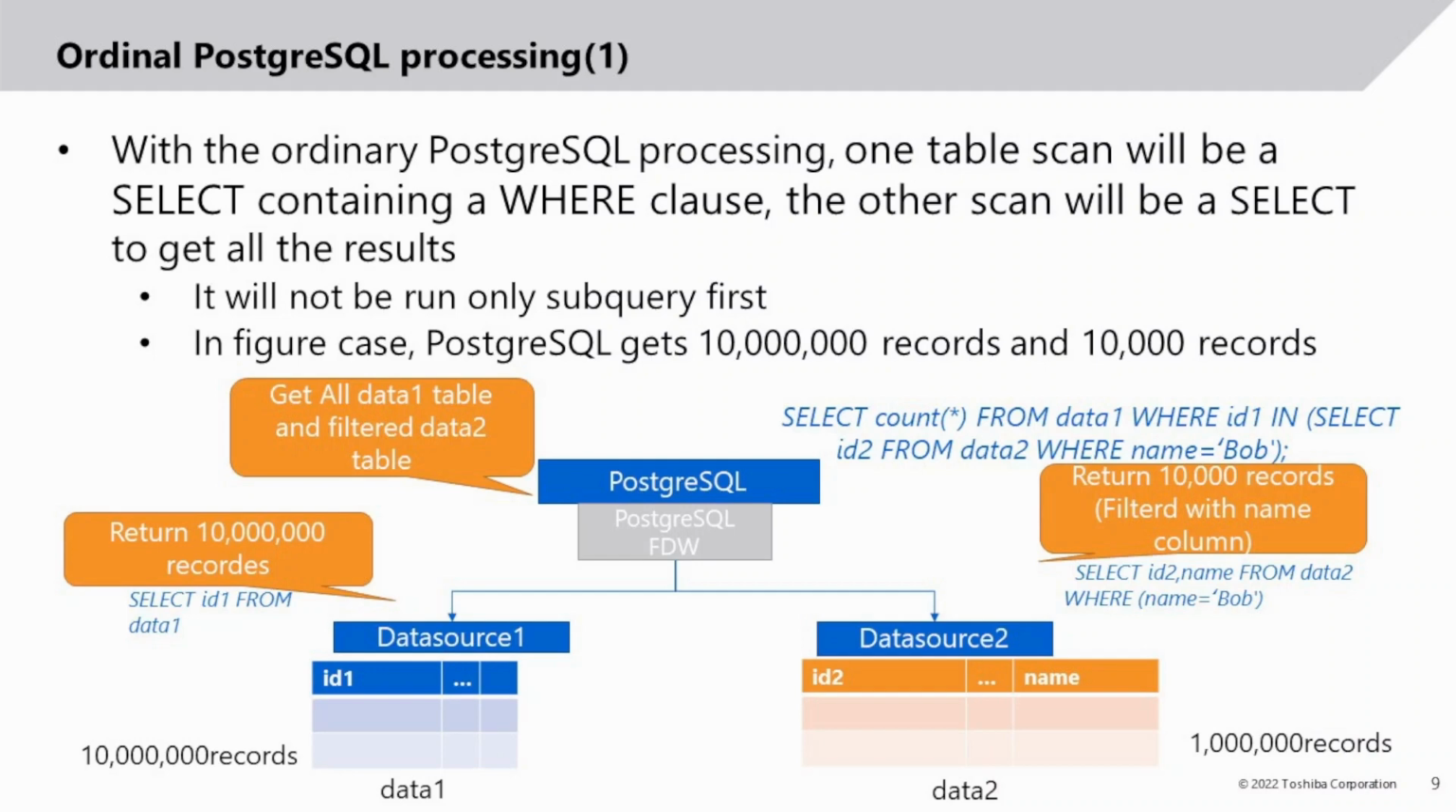In this example, Postgres has two data sources. The data1 table has 10 million records. The data2 table has 1 million records. The SQL is here. Firstly, Postgres gets data from data source 1 and data source 2. Postgres does not get all of the data because projection and filtering are pushed down. For example, from the data1 table it gets only C1 by projection. The data2 table is filtered by the WHERE clause.